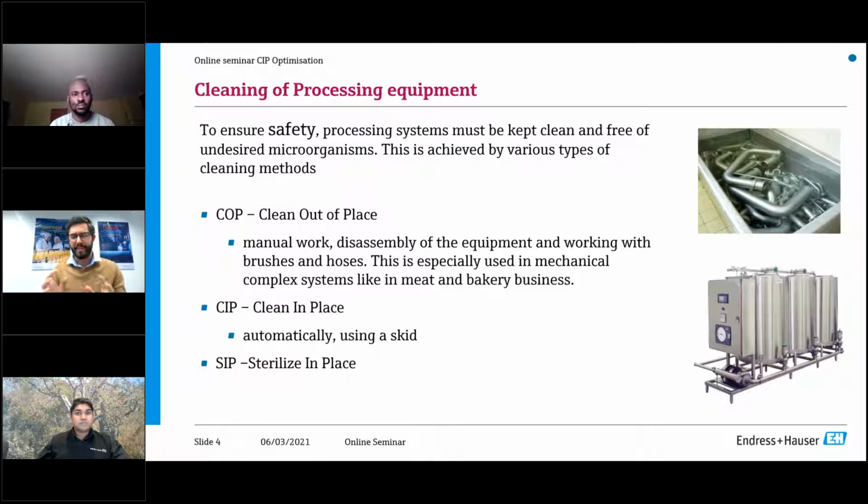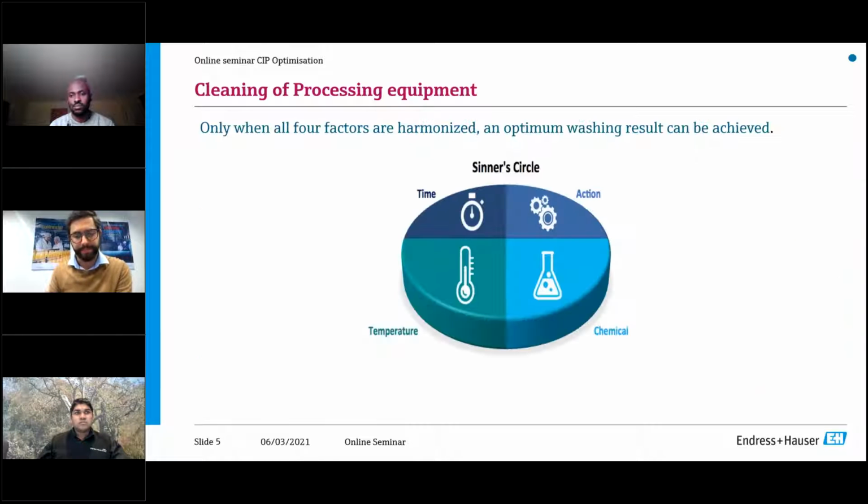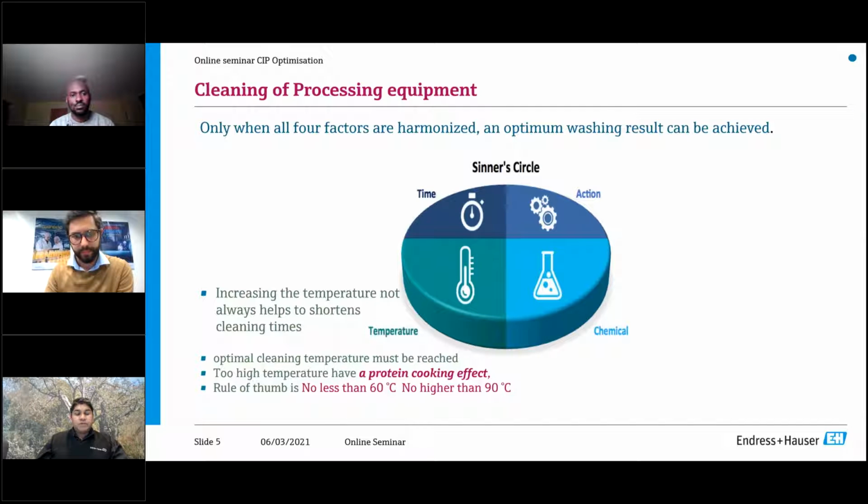Excellent. So going a little bit deeper into that question, what are the factors that affect the efficiency of a cleaning? So in terms of the factors, we typically base this off the Sinner cycle. You can see in the presentation here, CIPing is based on four aspects. The one being temperature.